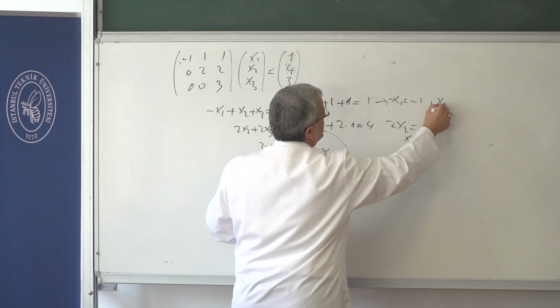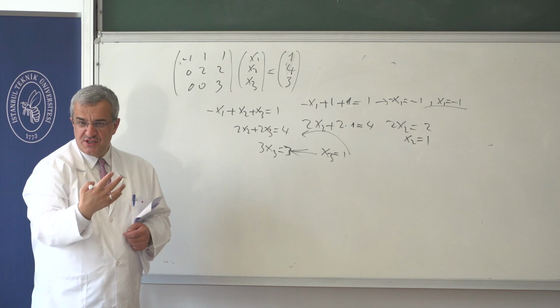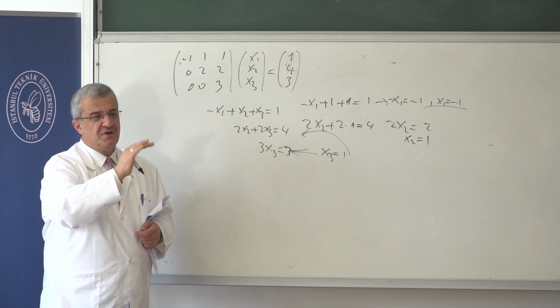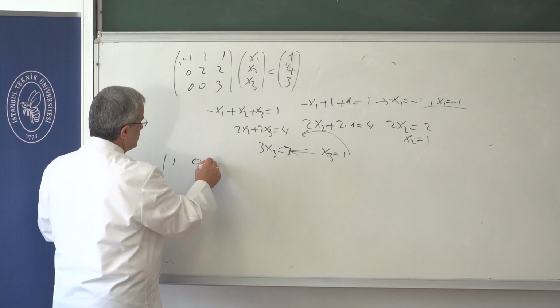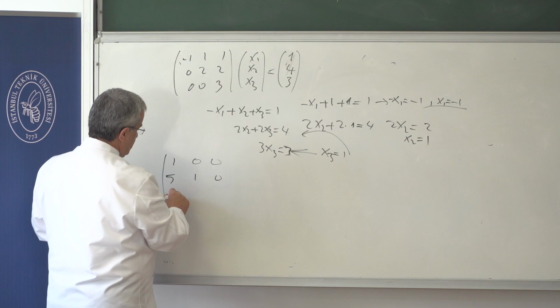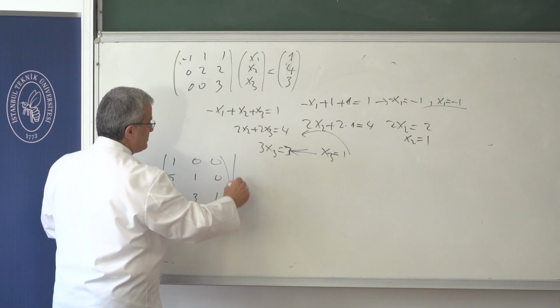So when you have an upper triangular system of linear equations, it is very easy to solve, right? Back substitution is enough. No division, even almost no multiplication. Same thing is true for lower triangular, okay? Let's say I have a lower triangular, 1, 0, 0, 5, 1, 0, minus 2, 3, 1, times x1, x2, x3, okay?